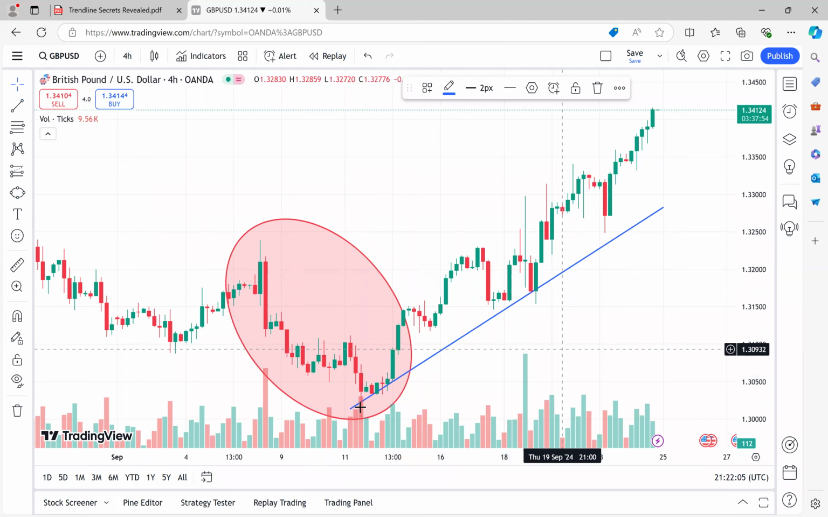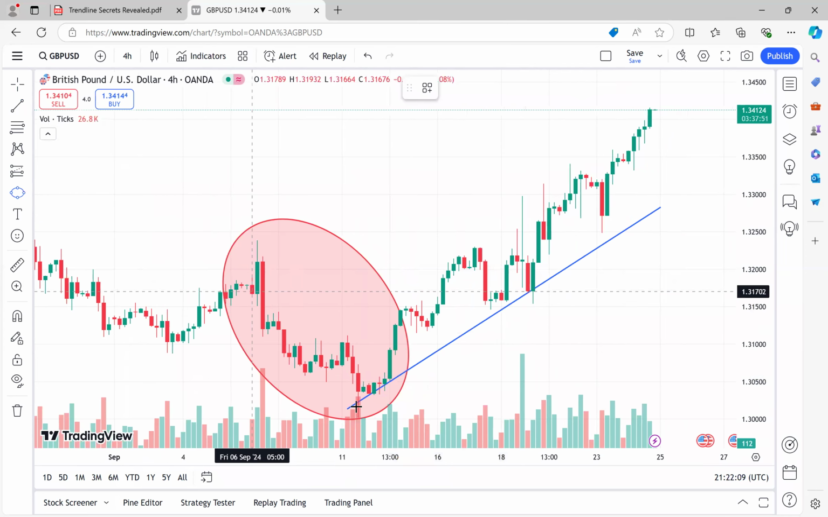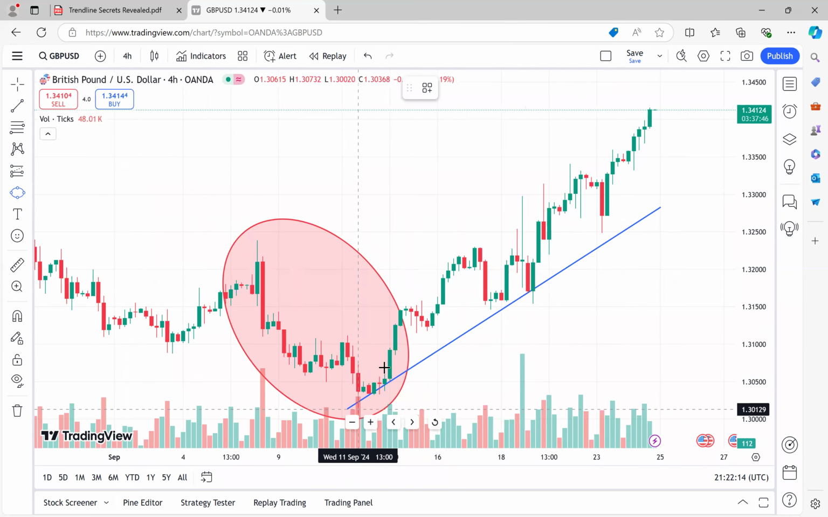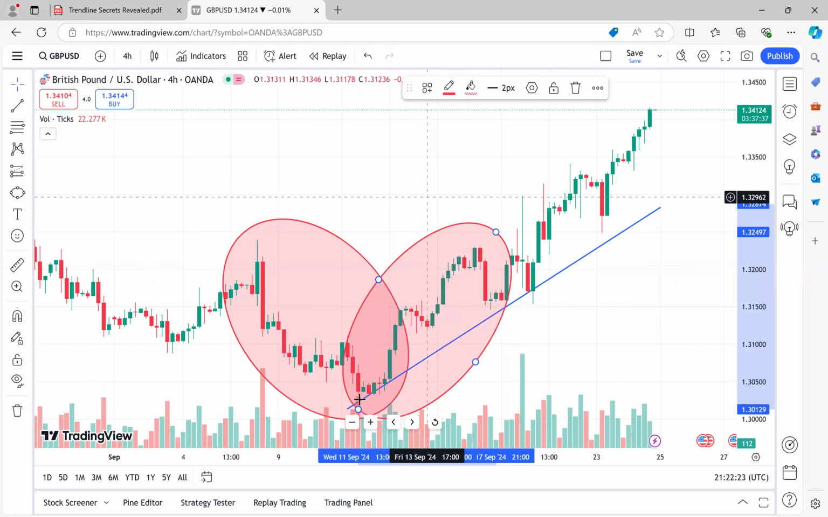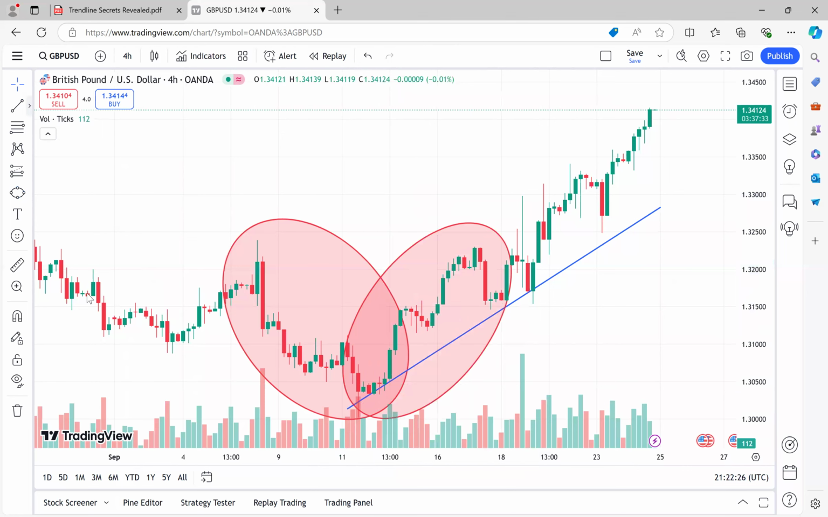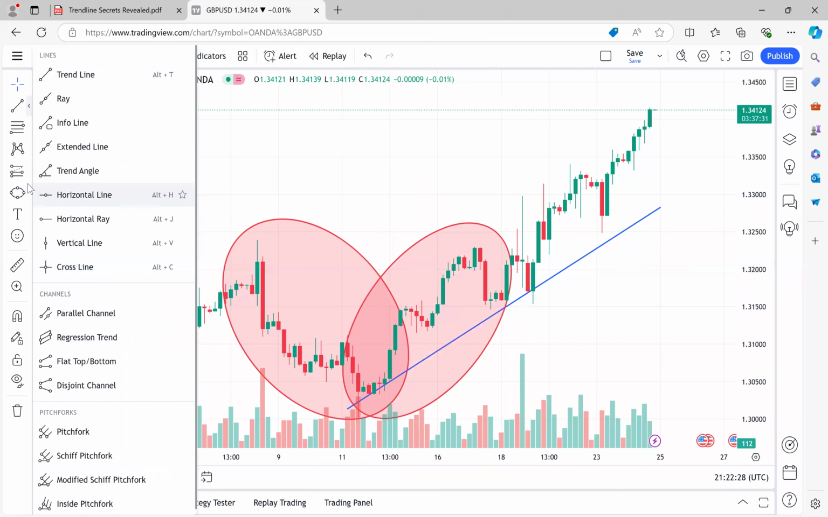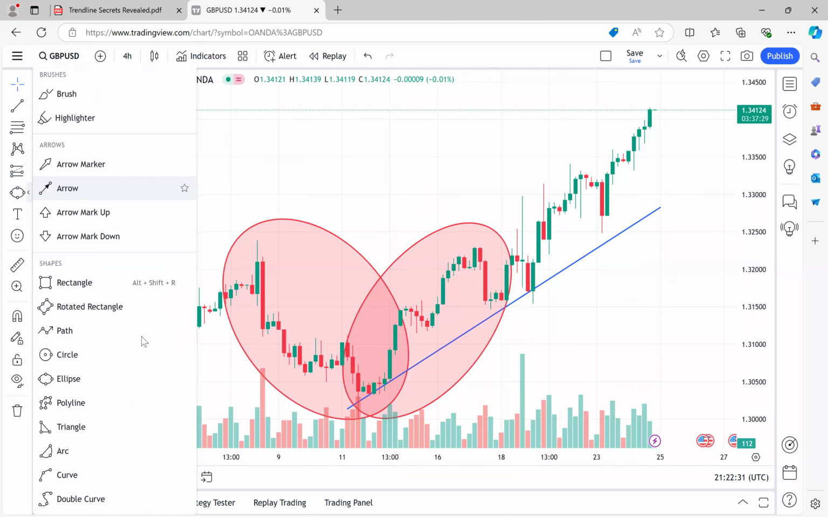Now see, when price was moving from this low point here that the trend line started at, when it moved up in the right direction, you can see that the move was strong. But price still created a high and a low, then created another high and another low. Let me show you guys.